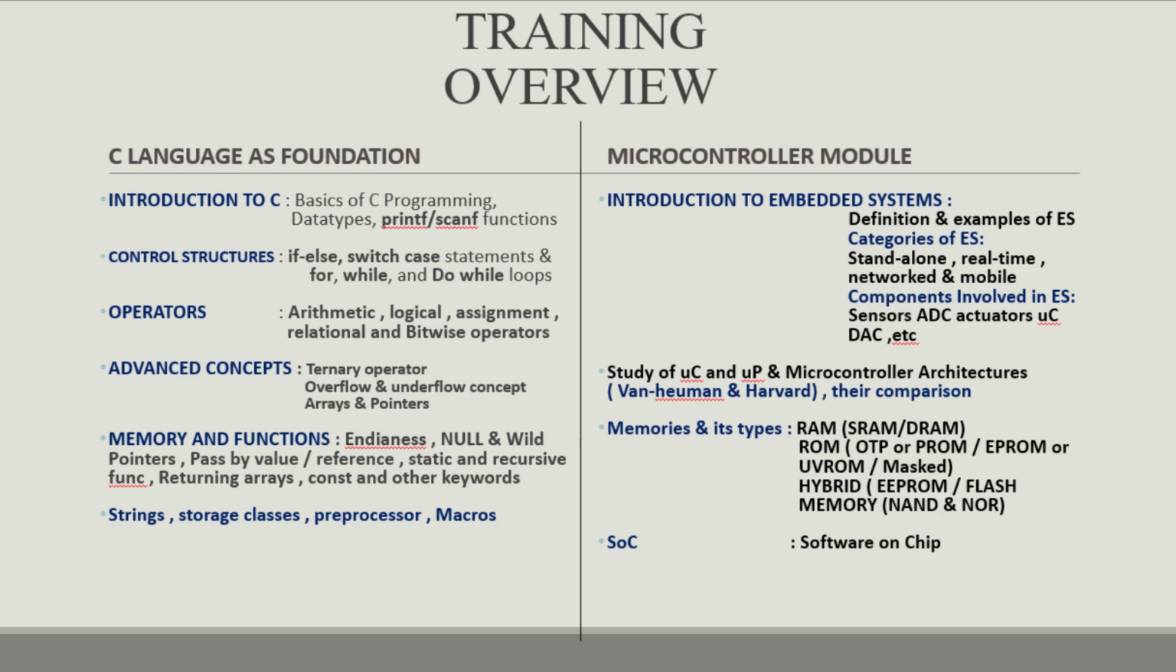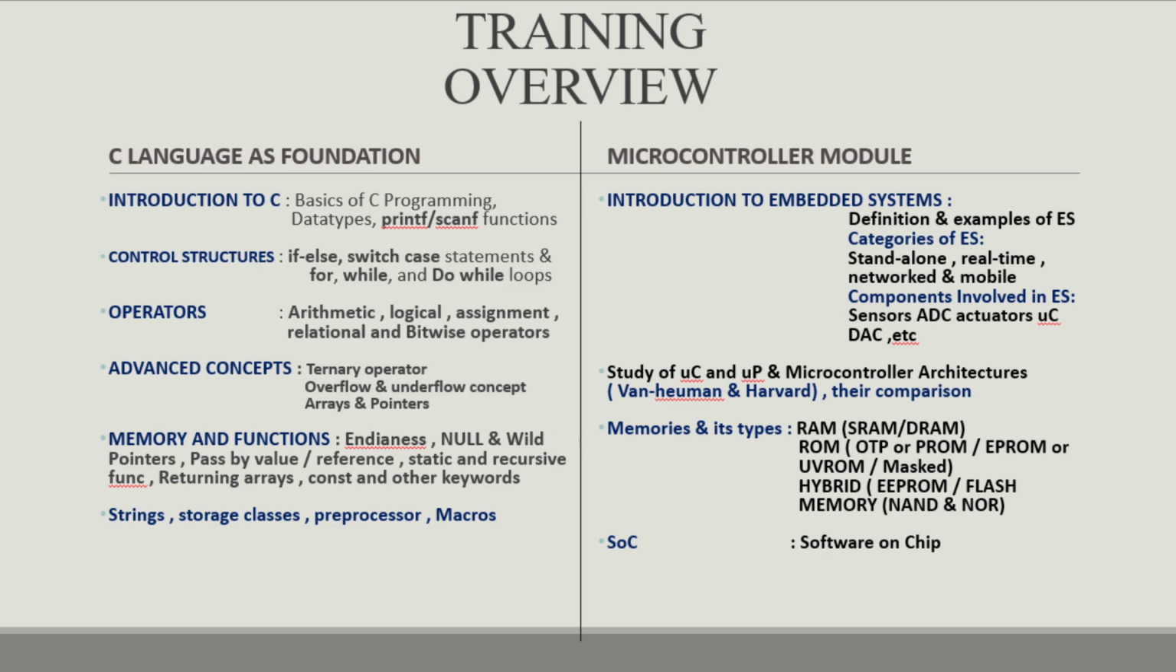Along with this, the study of microcontrollers and microprocessors and the different microcontroller architectures was done. The ones discussed were the Von Neumann and the Harvard architecture. The comparison between the microcontroller and microprocessor was discussed. The different types of memories used in these controllers and processors were covered: the RAM, ROM, hybrid memories, the NAND and NOR memories, and the different categories of these primary memories. Along with it, what is SoC, that is system on chip, was explained and taught in detail.